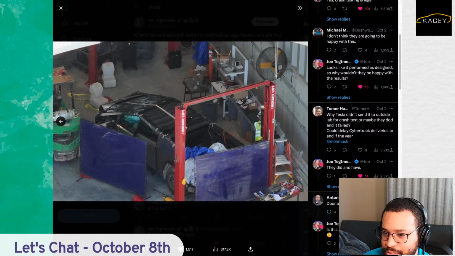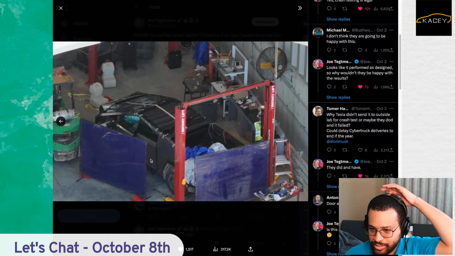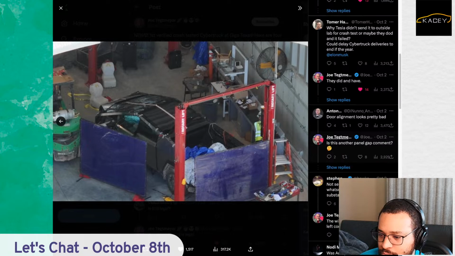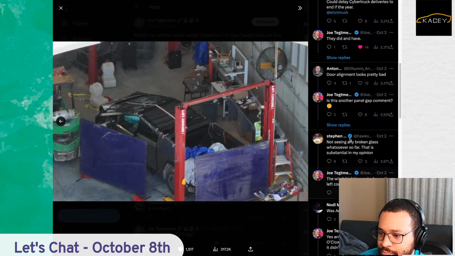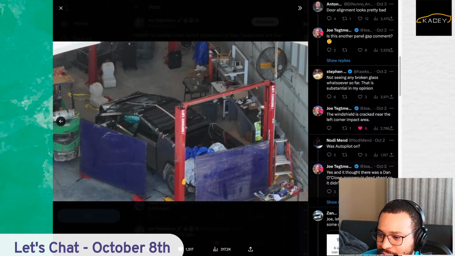This person says door alignment looks pretty bad. They look open to me, like they were getting out from the crash test. We used to call them crash test dummies. I don't know what we call them now. Not seeing any broken glass whatsoever. The windshield's cracked near the left corner of the impact area. All right side. Was Autopilot on? Yes, I thought there was a Dan O'Dowd clown mannequin head, so it didn't stop.